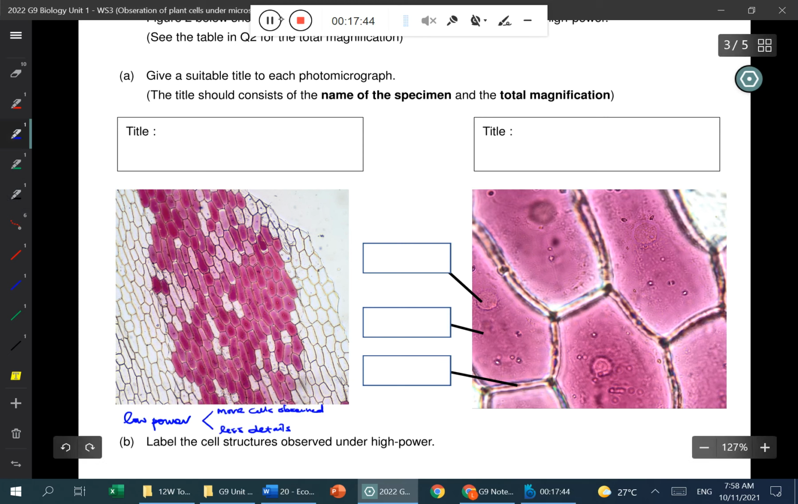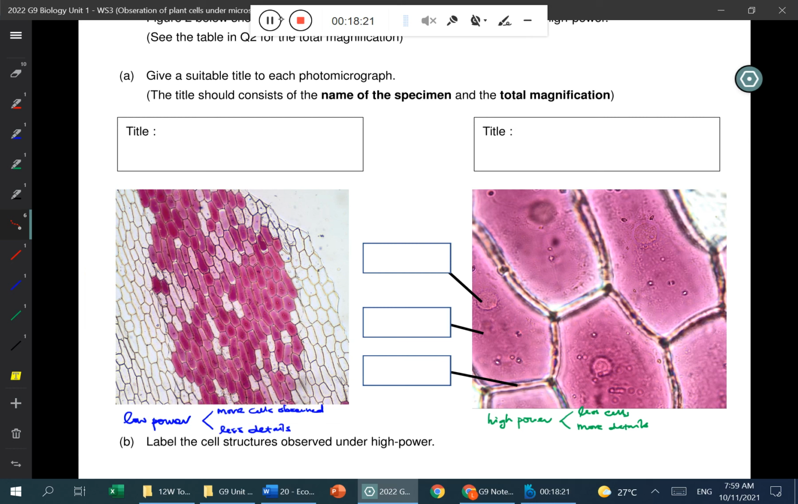Let me explain high power as well first. So this would be high power observation because you can see fewer cells, but they are in better detail. So you can see the nucleus very, very clearly, and you can even see some solid, circular organelles within the cell, which you can never see in this picture, right?